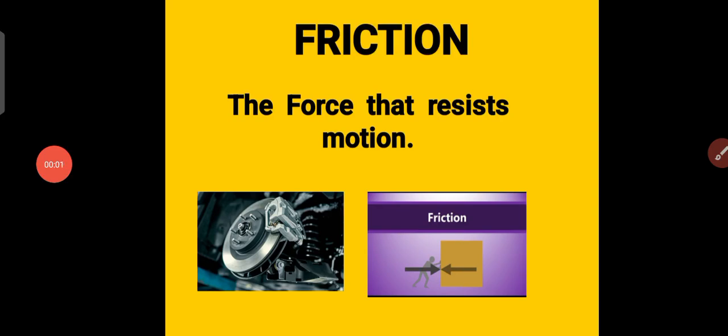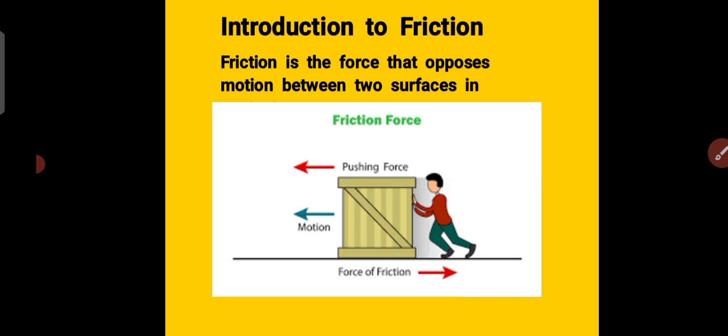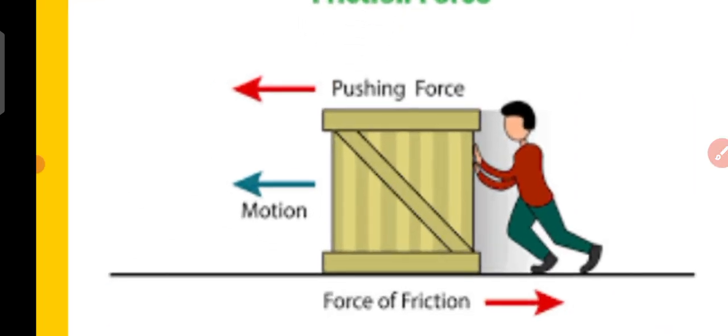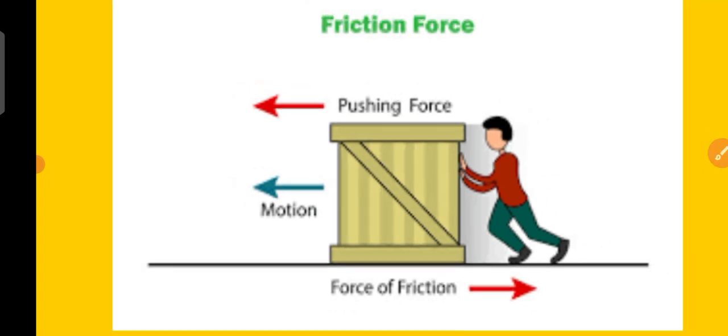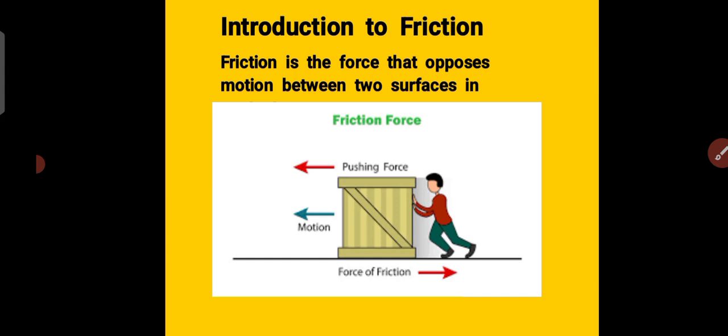Alright, so today we'll be looking at friction, which is a force that opposes motion between two surfaces that are in contact. Now, as you can see in this illustration, we have a person that is pushing a box towards the left, and there's a resistance towards his pushing action. That resistance is what is called friction.